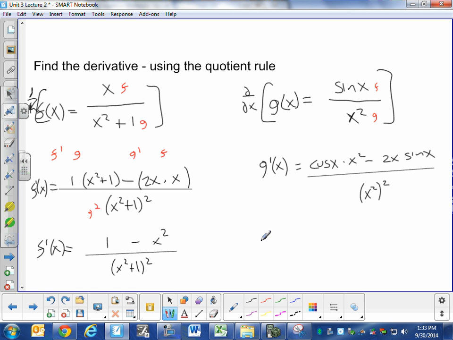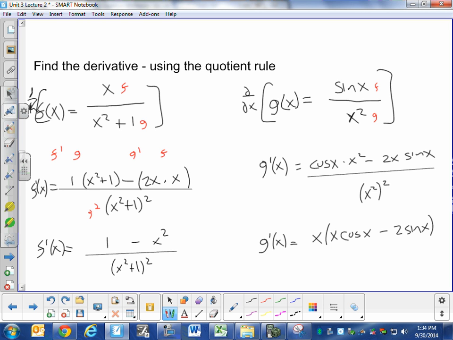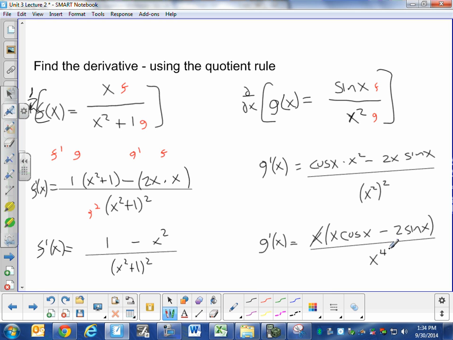Can you simplify this? Sure. Maybe you could pull out an x from the top. You got x cos x. Typically, we like to put the x's being multiplied before the trig function, so you don't get confused about where the x's are. And this would be minus 2 sine x over x to the 4th. Will you have to do that in your homework? No, you just have to be prepared to do it. And look, this cancels with this. This becomes x cubed.